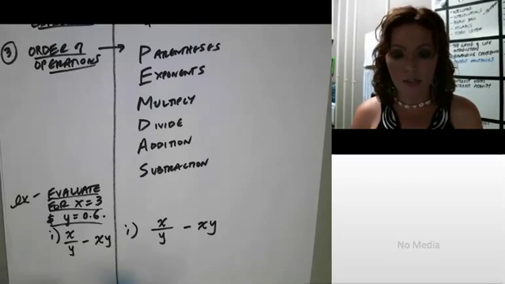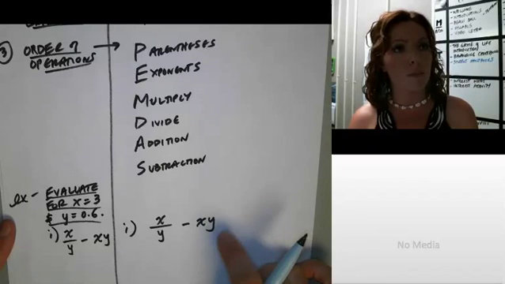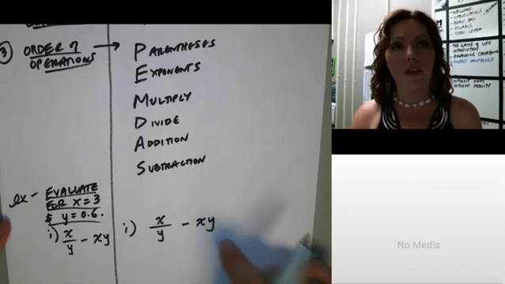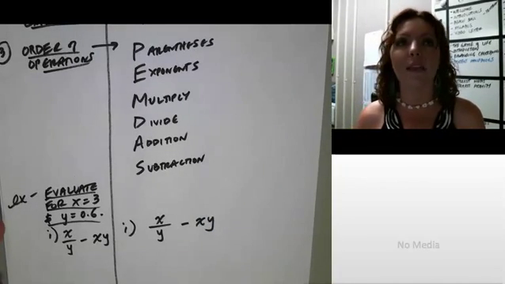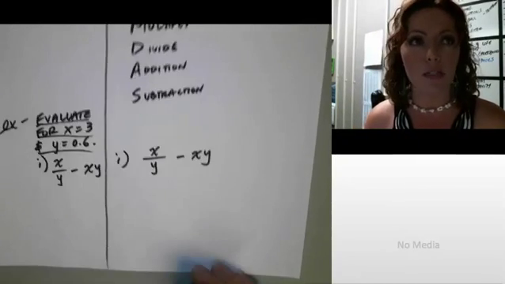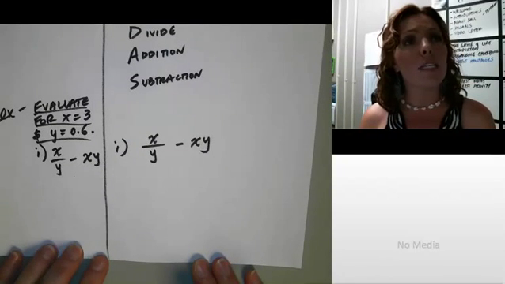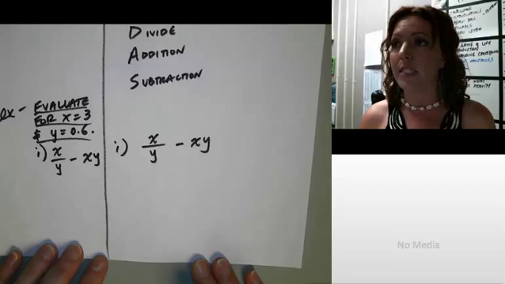Typically, when I do these, the problem is on the left, and then if there's work to be shown, I'll rewrite the problem on the right-hand side, and then fill it in with the solution afterwards. Again, that's if you're following the Cornell note thing. If you're not, just do it however you would like to do it. Okay, so what does it mean to evaluate? Evaluate for x equals 3 and y equals 0.6. What does that mean? Jade.